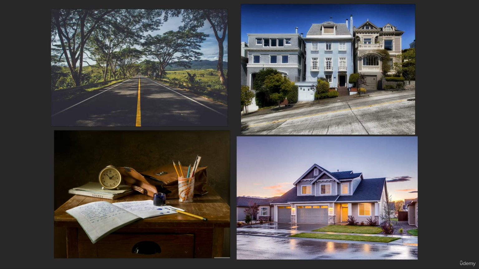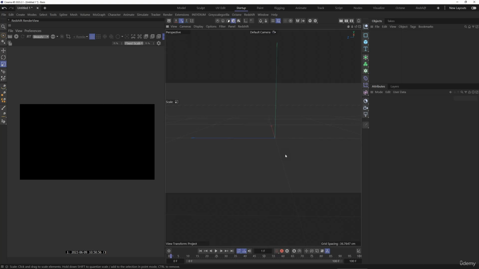I will show you how the background function in the camera works. I will also explain how you can use this feature to integrate 3D models into photos. Check out these examples from Pixabay. Let's start by creating a Redshift camera in Cinema 4D.